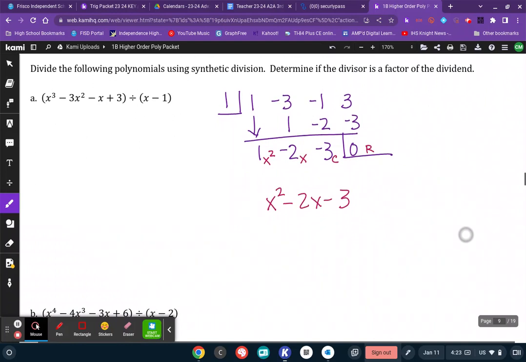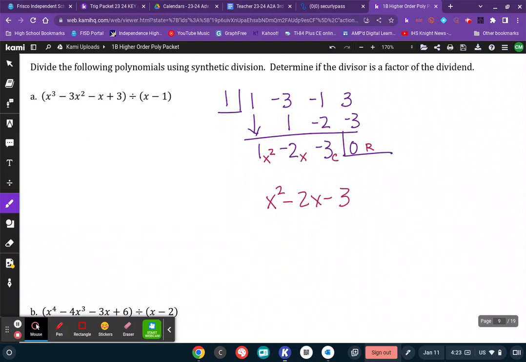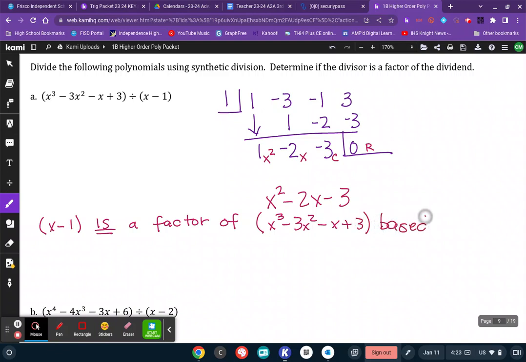So we can make a statement that says x minus 1 is a factor of this polynomial based on the factor theorem.